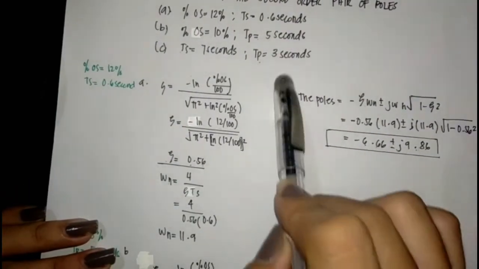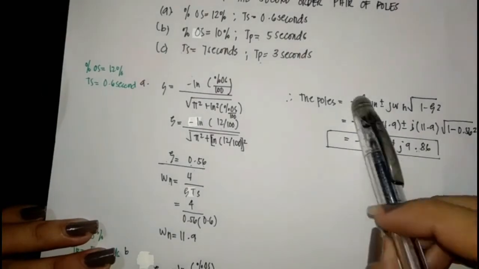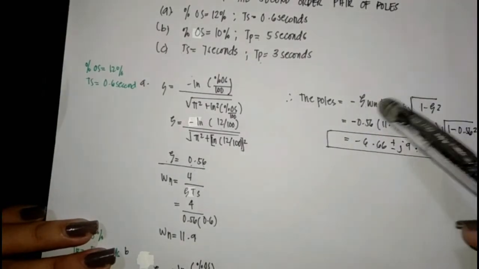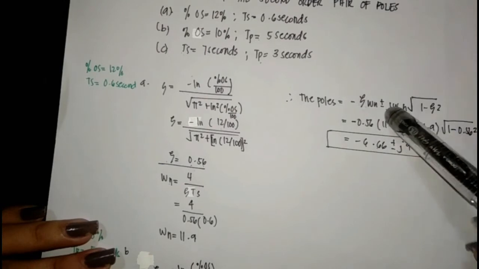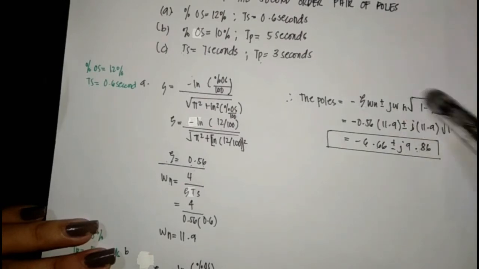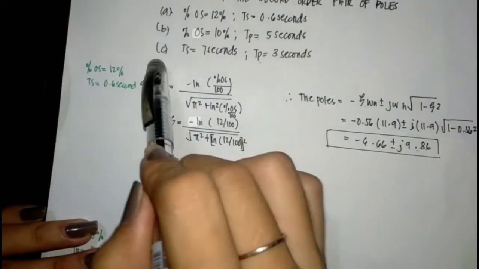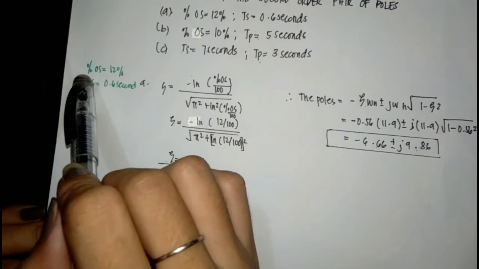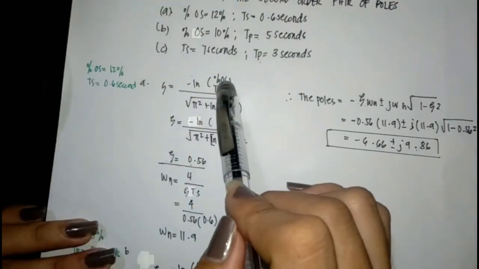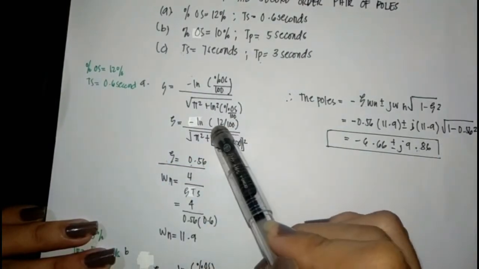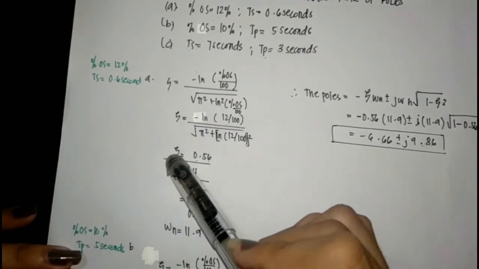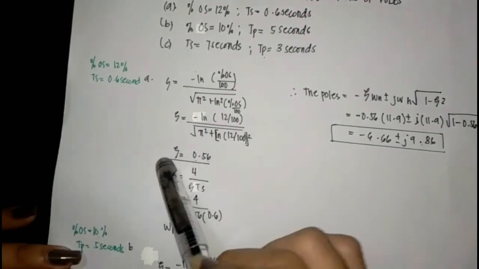this formula, the equation. Then we have negative damping ratio times natural frequency plus negative j times natural frequency times square root of 1 minus damping ratio squared. To find this, we have to have this formula of the damping ratio. So we just need to input the percent overshoot, the 12 from the overshoot here. And we have 12 over 100, and we'll find the damping ratio of 0.56.